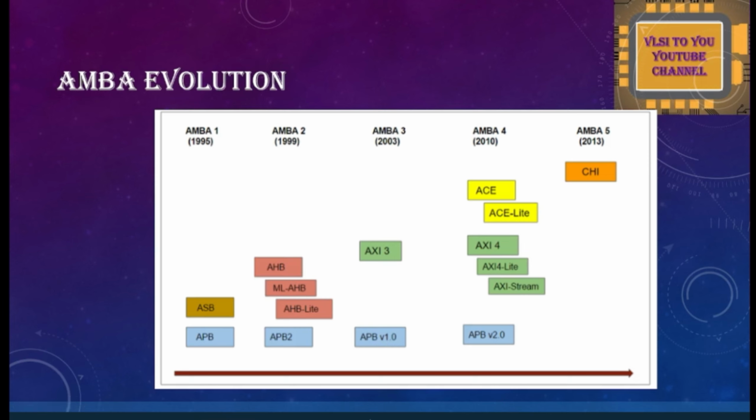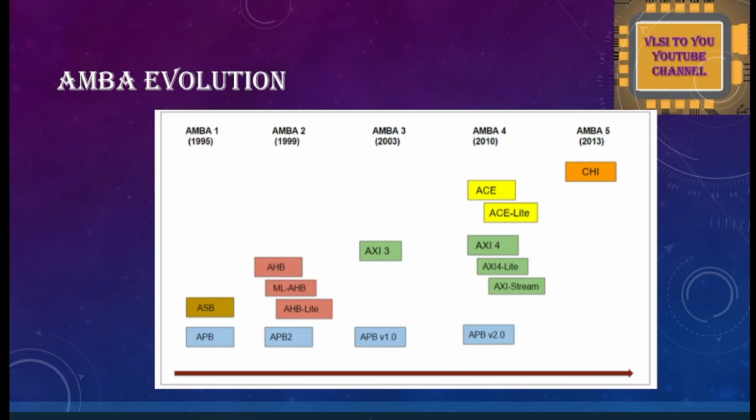Okay, so the change made from AMBA APB 2 to APB version 1.0 is that two signals were added in AMBA version 1.0, and then in AMBA version 2.0 another two signals were added. Actually, the APB has 8 signals in total, so in the revised version 1.0 there were 10 signals. And then in the revised version from version 1.0 to version 2.0, another two signals were added, so a total of 12 signals were there in version 2.0.